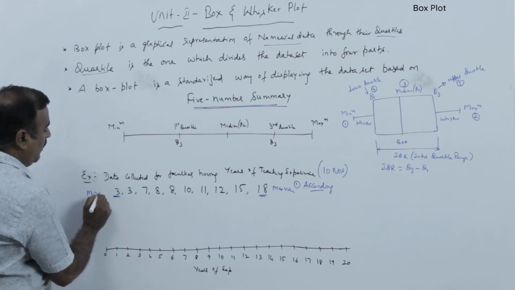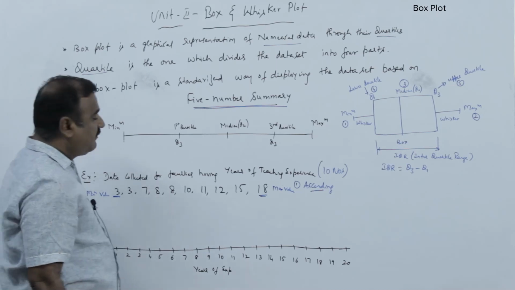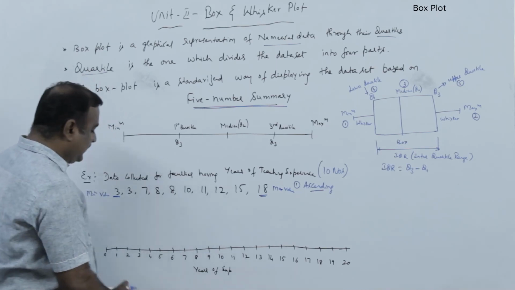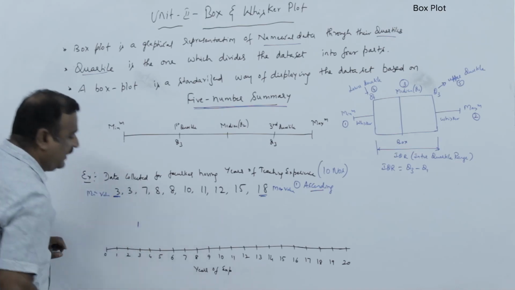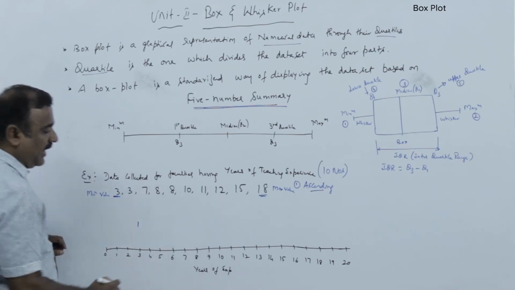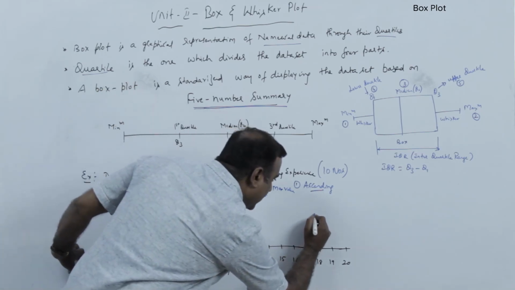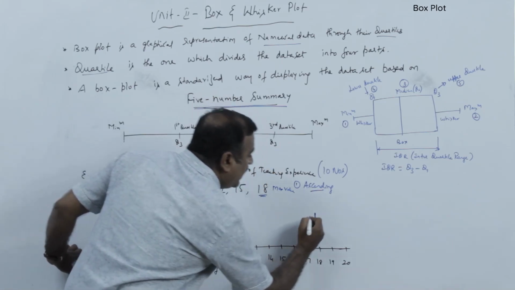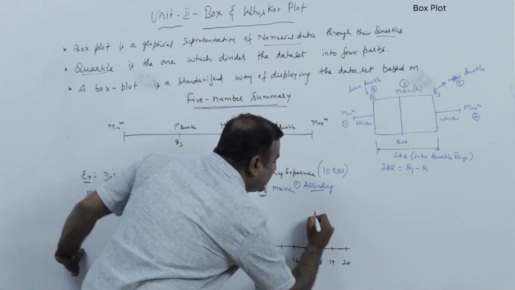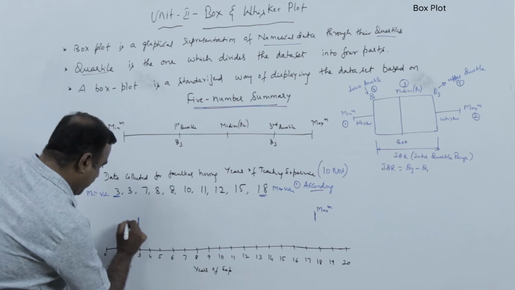So from the observation itself we can find out the data given. So 3 will be the minimum. I am going to draw one line here, and that is at 3, and another line I am going to draw at the value of 18. This line is for the maximum, and this is for the minimum.